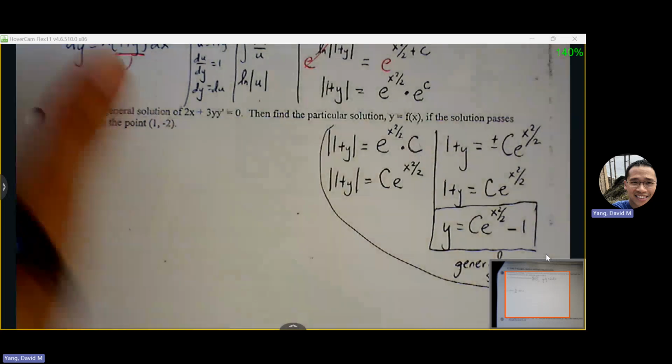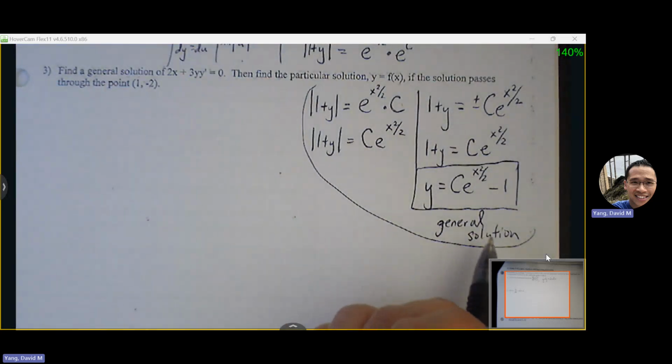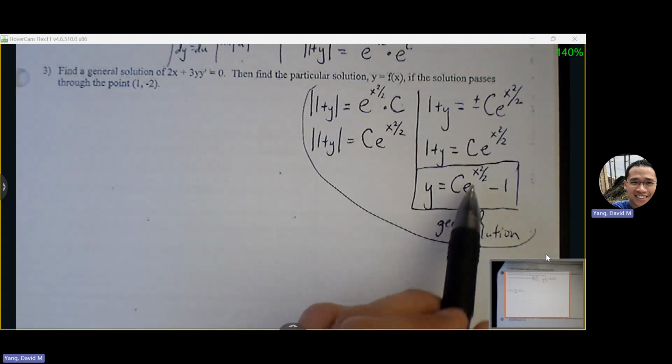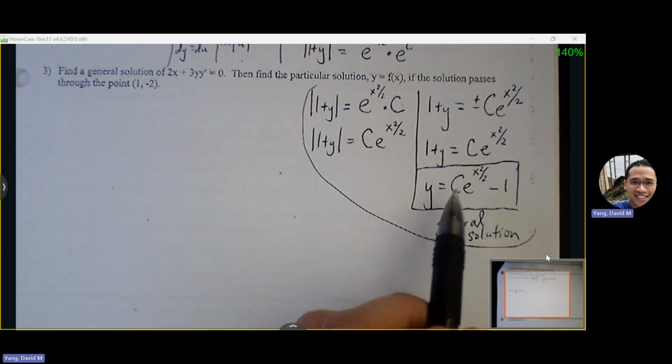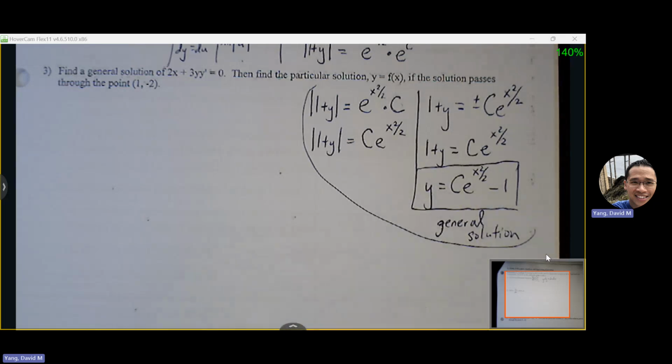Next problem, they'll ask you for a specific solution. And to do that, they will have to give you an ordered pair. If they give you an ordered pair, they can ask you for a specific solution, which just means plugging in the x and y, solving for c, getting a number for c, and then updating the equation with the c replaced with a number.